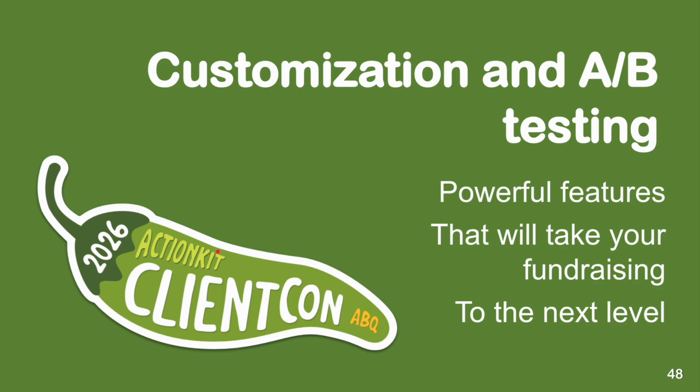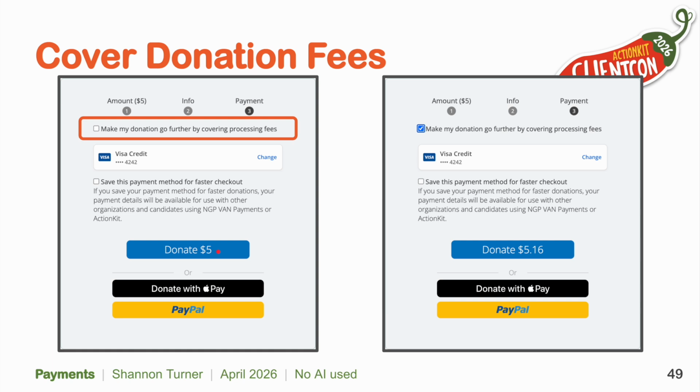Now we're going to move on to all of the different features that you can enable in your new payments enabled donation pages. First up is allowing users to choose to cover processing fees associated with your donation. So here in these screenshots, I have a checkbox that reads, "Make my donation go further by covering processing fees." And when a user checks that box, then it will increase their donation in proportion with their chosen amount.